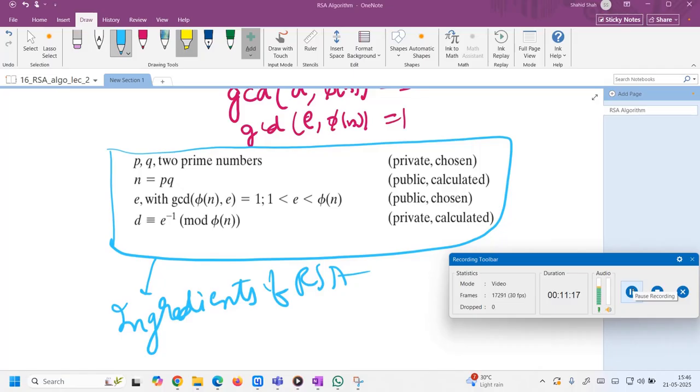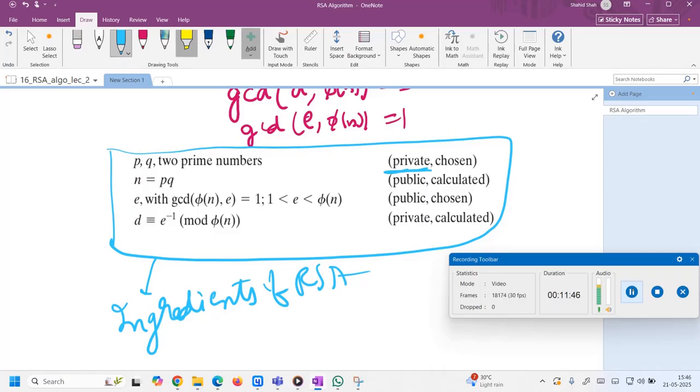You need two prime numbers P and Q. Take the product of those two prime numbers. Now these P and Q are chosen in a private way, that is, only the person who chooses them knows them. Suppose I have to transmit something, it's me who is choosing this P and Q. Then I multiply these two prime numbers, I get n. This is publicly distributed.